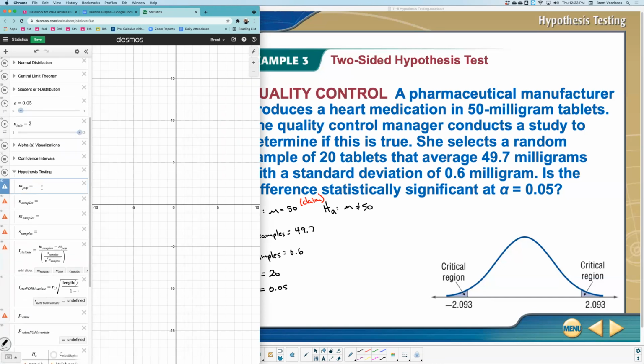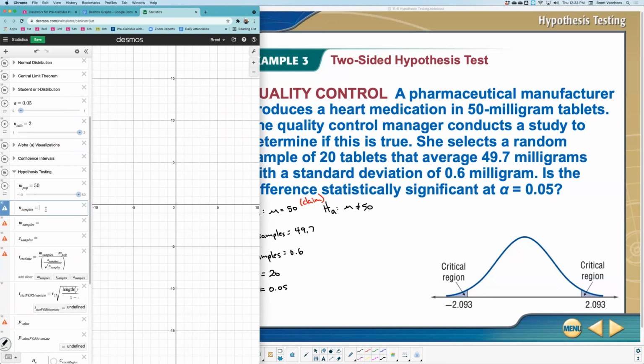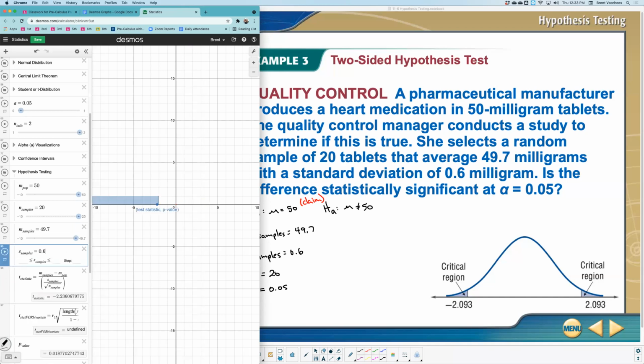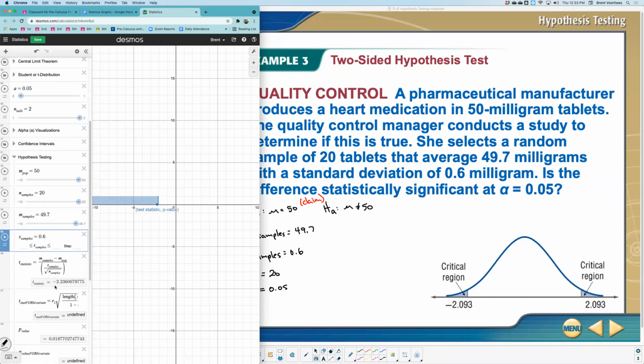We're saying the mean of the population is 50. The number of samples happens to be 20. The mean of those samples is 49.7. The standard deviation of the samples is 0.6. The test statistic is negative 2.236.